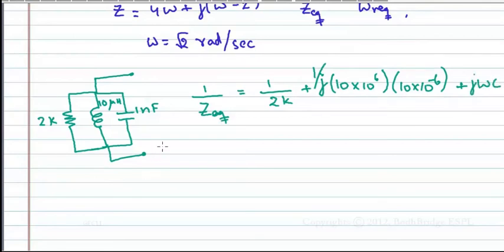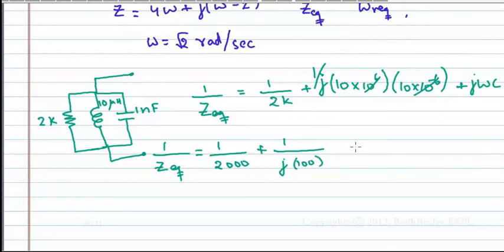We will write this in the next step. 1 by Z equivalent is how much? 1 by 2000 plus 1 by J into how much? 10 power 6 and 10 power minus 6 get cancelled. 1 by J into 100. And J omega C is how much? 10 mega radian per second, 10 into 10 power 6, into C, which is given as 1 into 10 power minus 9 nano.